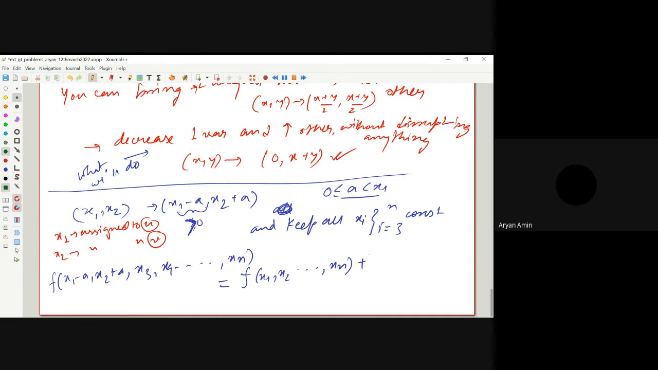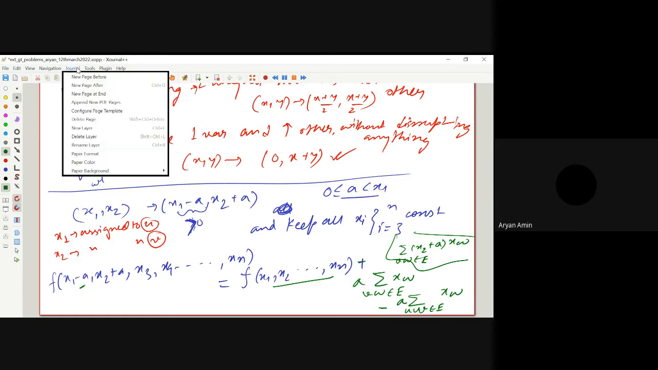Okay, then you can write something like this, right? You will have terms of the form (x2 plus a) times xw, where vw is an edge. This is how the summation is basically carried out, right? So you will have this thing plus an extra term a times the sum of xw over vw in E, and similarly a minus term because of the x1 minus a, the sum over uw in E of xw, and a factor. I'll just write it up clean on the next page.